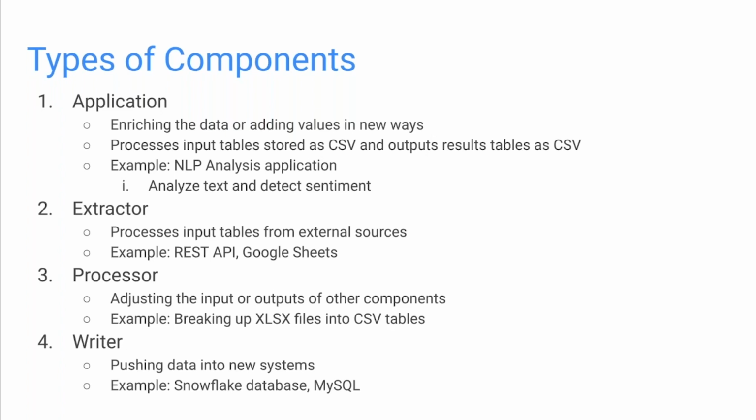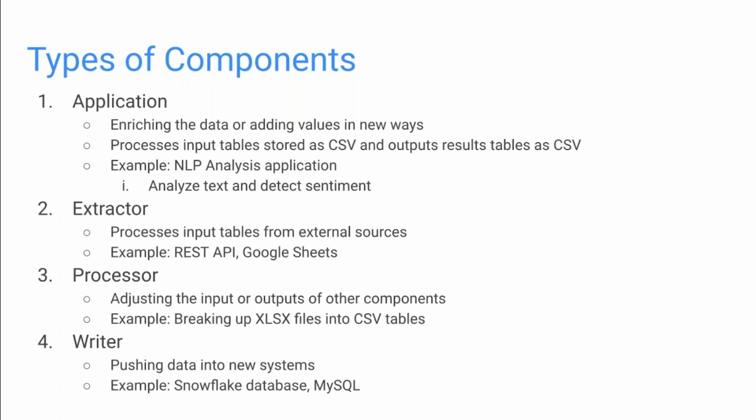Second is extractor. What it does is process input tables from an external source, meaning that there should not be any input tables from Keboola. All the tables should be coming from elsewhere, let's say a database or REST API. Another example is Google Sheets.